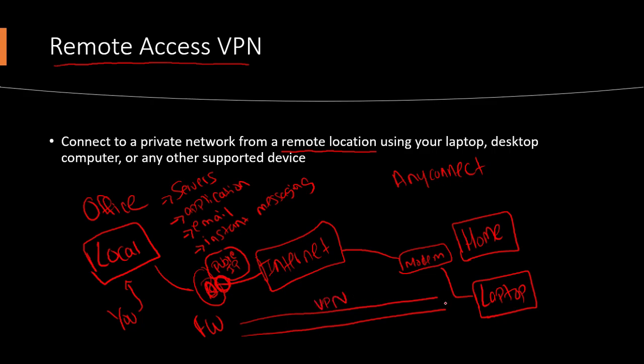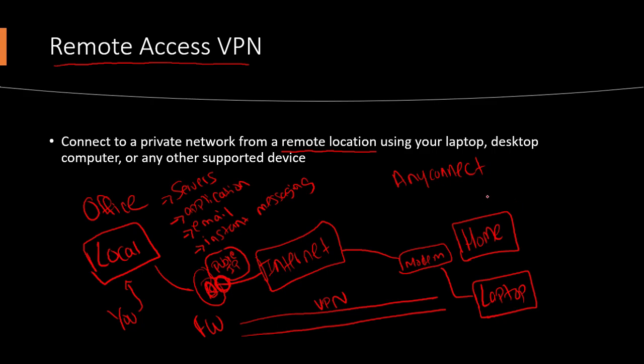Now, being that you build this VPN tunnel between your laptop and the firewall, now you can get access to all of the resources that are on the local network at the office. And you can get access to all of these resources as if you were plugged directly into the local network at the office, even though you're at home, or even though you're at the gym, or even though you're at the hotel or the airport. So this is what a remote access VPN does.